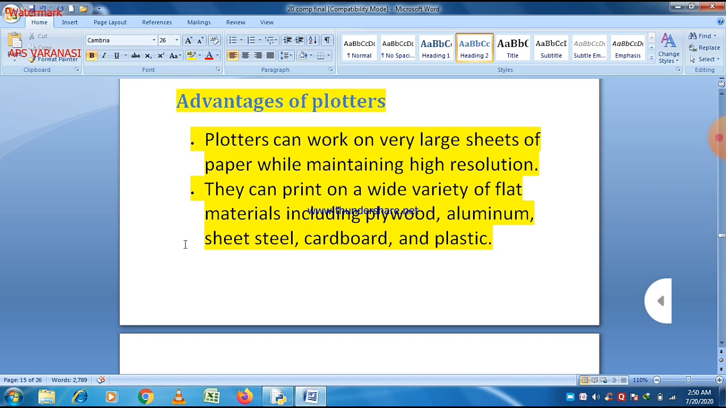It is basically used for computer aided designing. When we make a design of a building or any architectural model on the computer, we can take a printout using a plotter, because we want high quality printing, high resolution. And since it uses different pens and pencils to draw an image, it gives us clear, high quality when we compare it with a normal printer.